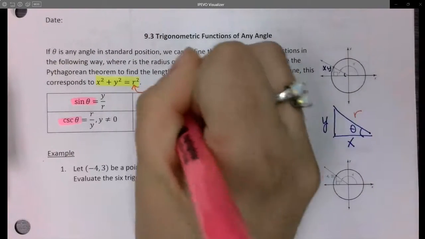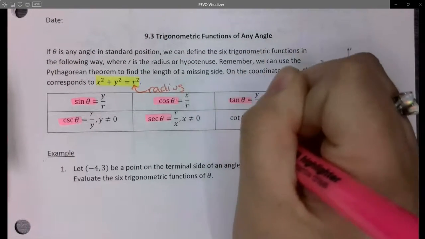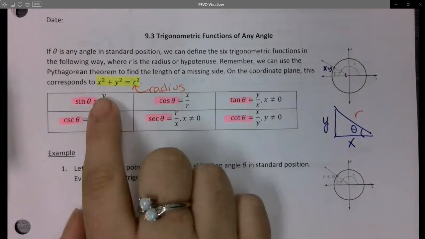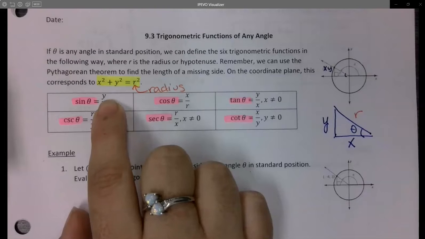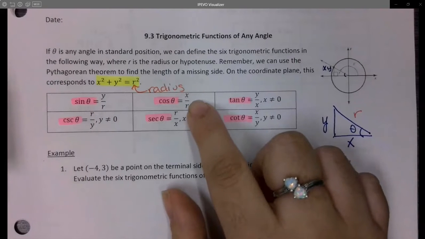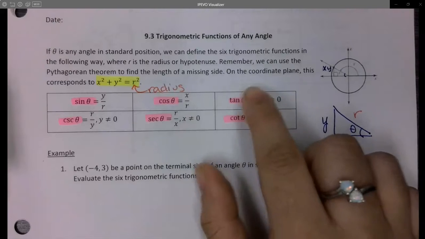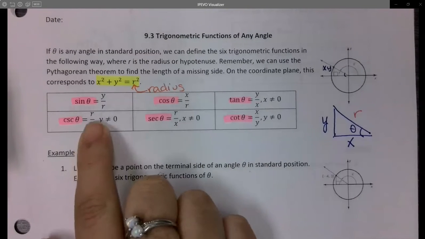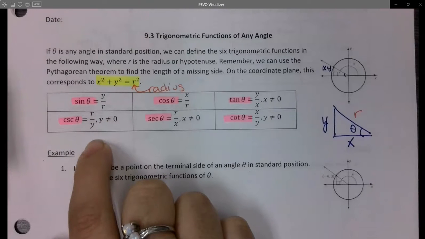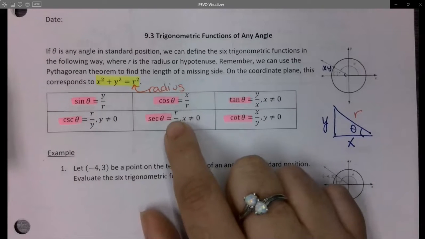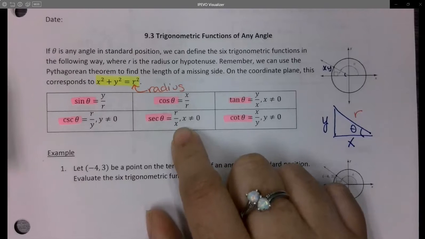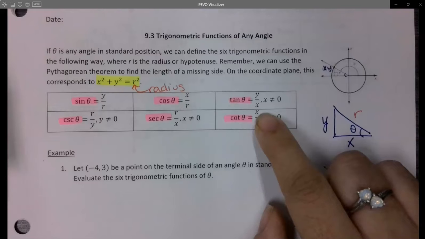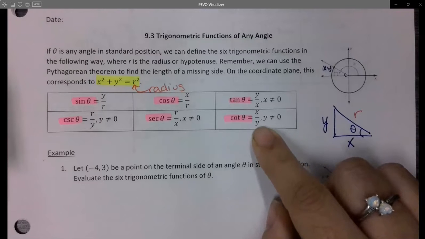So I still have my same 6 trig functions: sine, cosine, tangent, cosecant, secant, cotangent. Instead of being opposite over hypotenuse, it's now y over r for sine. Cosine, instead of adjacent over hypotenuse, is x over r. Tangent, instead of opposite over adjacent, is y over x. Cosecant is r over y instead of hypotenuse over opposite. Secant is radius over x instead of hypotenuse over adjacent. And then cotangent is adjacent over opposite, x over y.